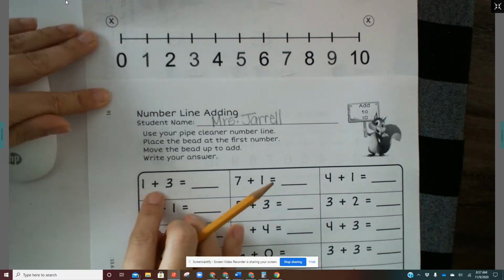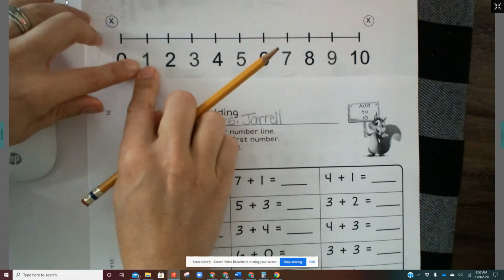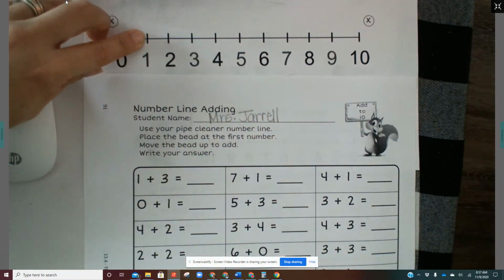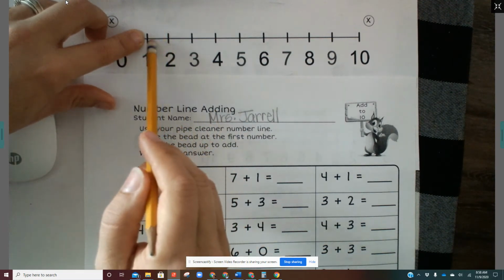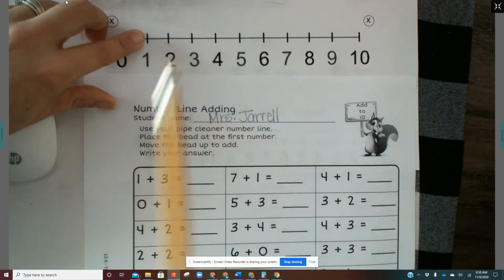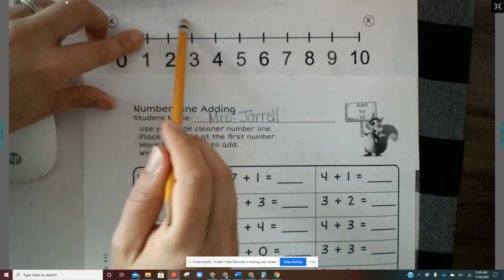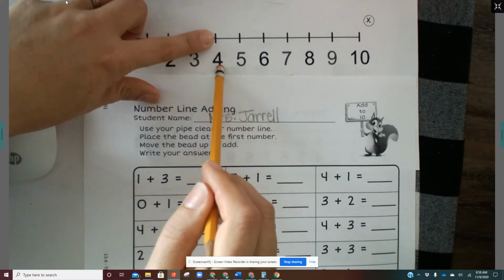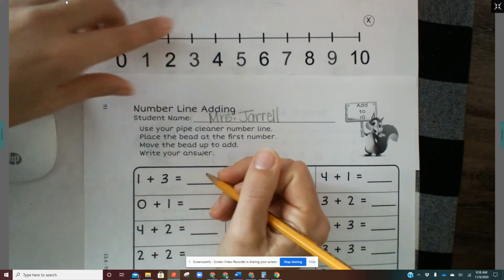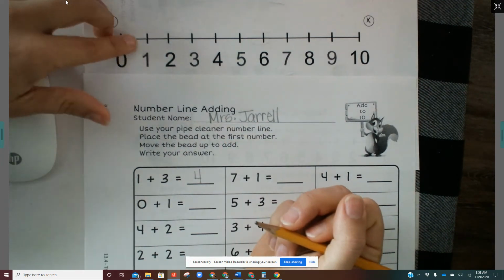We have 1 plus 3. So here's my number 1. I find my number 1 on the number line. My next number is 3, so I know I'm going to jump 3 more times. I'm going to jump from this line to 1, 2, 3, and then whichever one I land on, that's my answer. So 1 plus 3 equals 4. See how we did that?